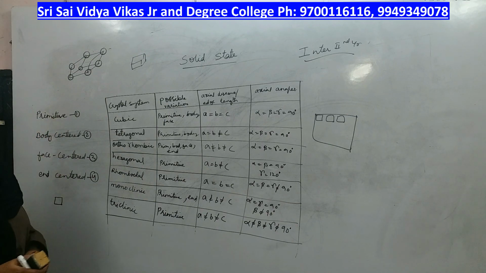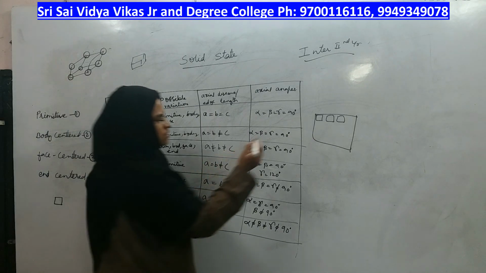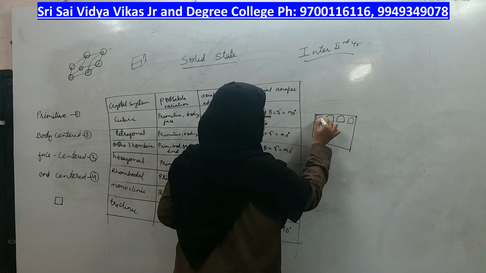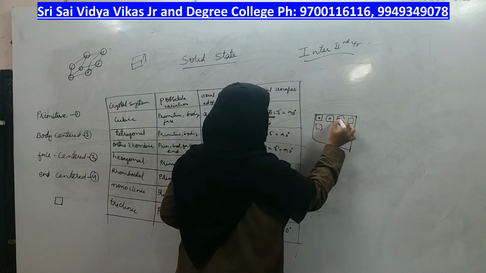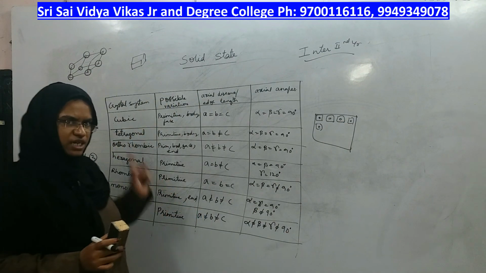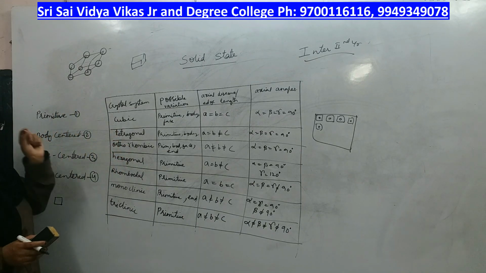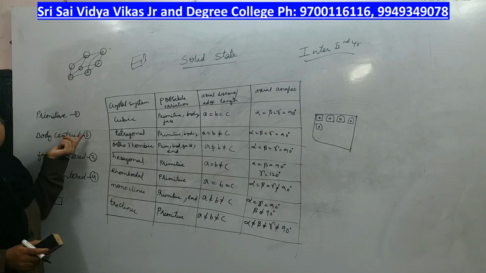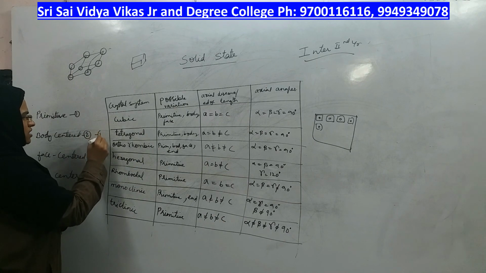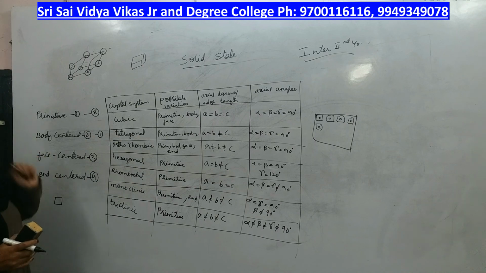Body centered means in every unit cell, in the center of the cell, in the center of the body, one atom is arranged. If a unit cell has one atom exactly in the center, it is called body centered, right? So in each body centered, how many extra atoms are there? 1. And in each primitive, how many atoms are there? 8 at 8 corners, right?